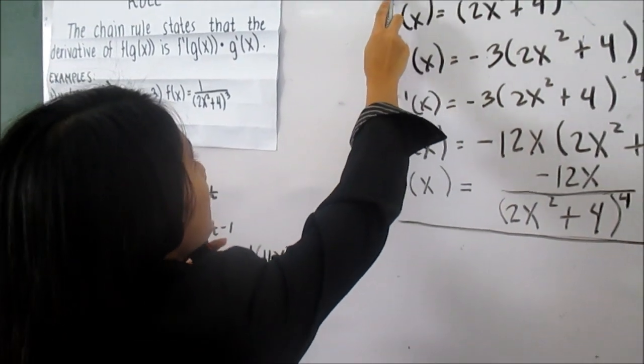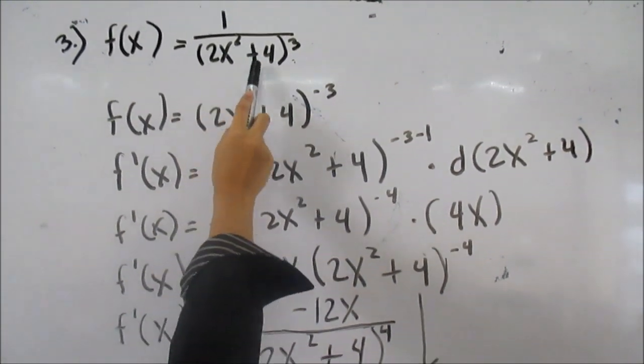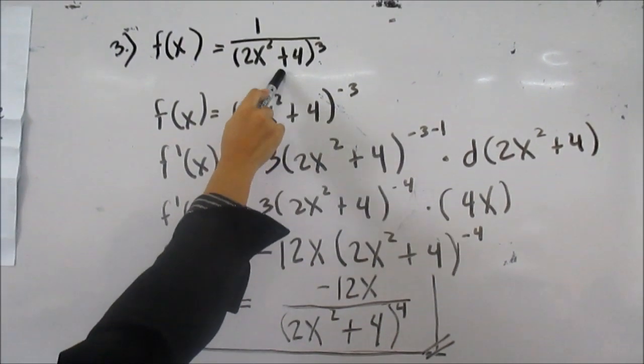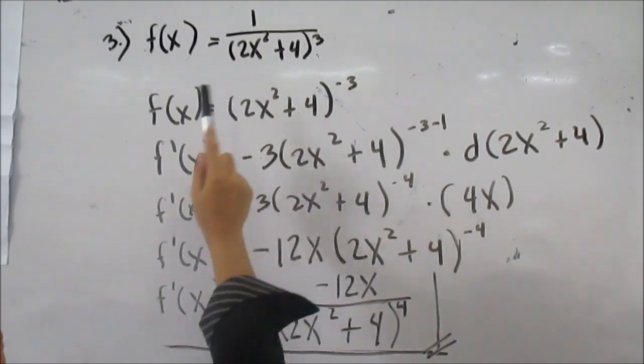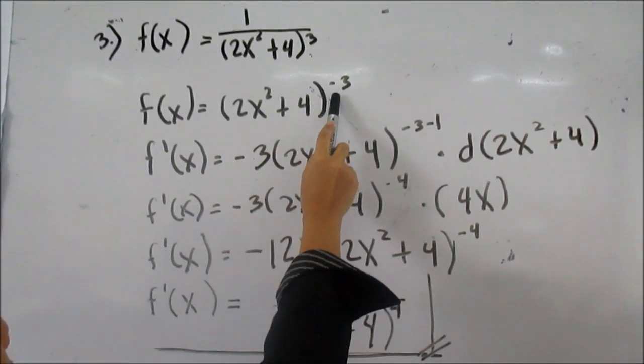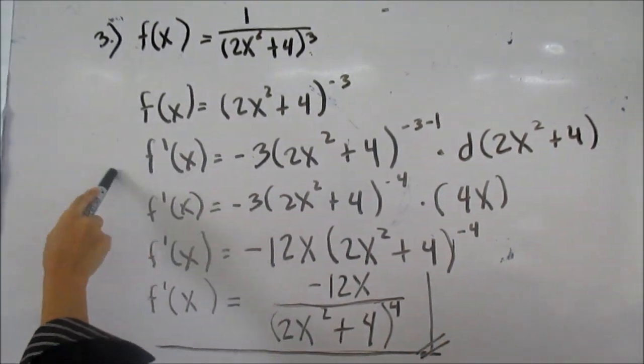Example number 3 is f of x equals 1 over the quantity 2x squared plus 4 to the power of 3. So we can change this into exponential form. f of x equals (2x squared plus 4) to the power of negative 3. So we can apply the chain rule.